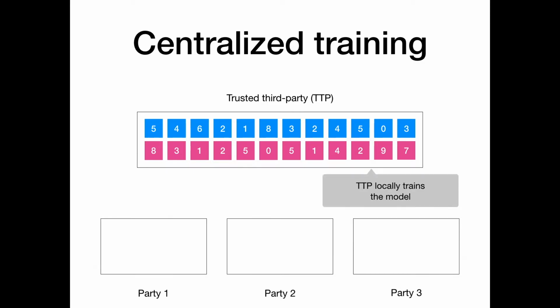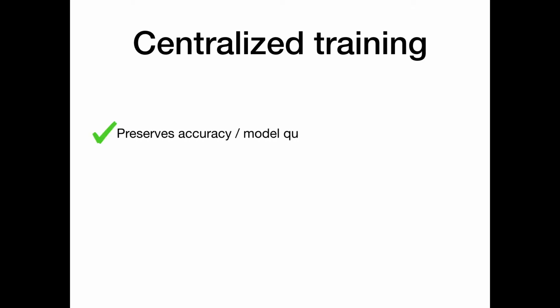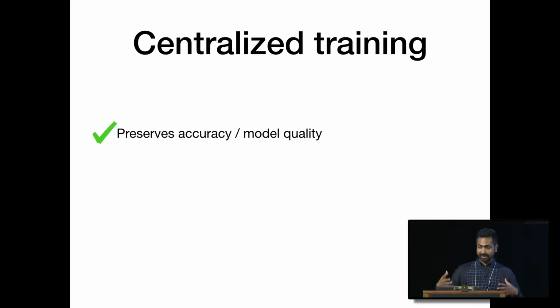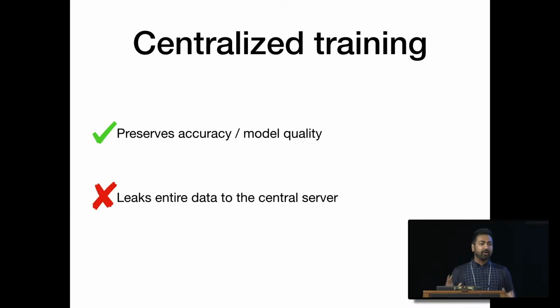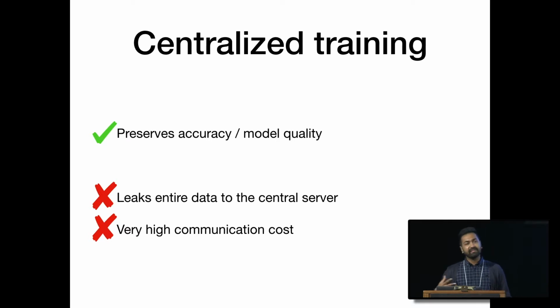And this centralized server can then train the model on the samples that it received from all the parties, as before, using the local training algorithm. The good thing is that this method of training preserves the accuracy of the model, because if you have all the data at a particular party, that's the best you can do in terms of accuracy. The problem, of course, is that now you're leaking the entire data to this single trusted third party somewhere. More than leakage, this might be infeasible in terms of network costs, because you might not be able to transfer all the data to some single third party, the data that can be in the order of terabytes.